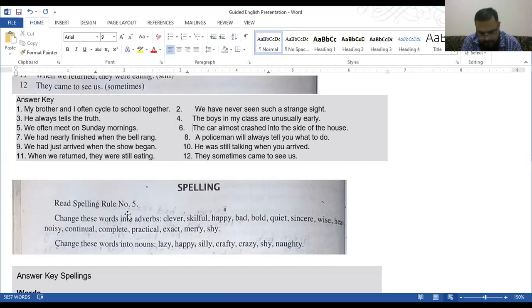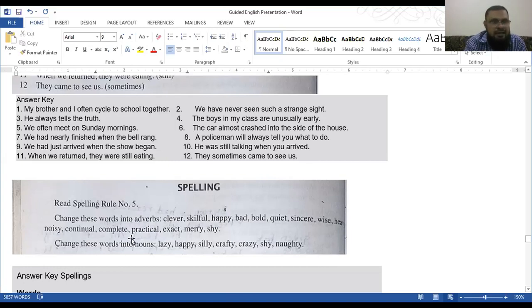Number 2. When forming abstract nouns, for example, happiness, business, loneliness, silliness, naughtiness. Some exceptions: slyness, coyness, dryness, shyness, annoyance. So this was the rule number 5.